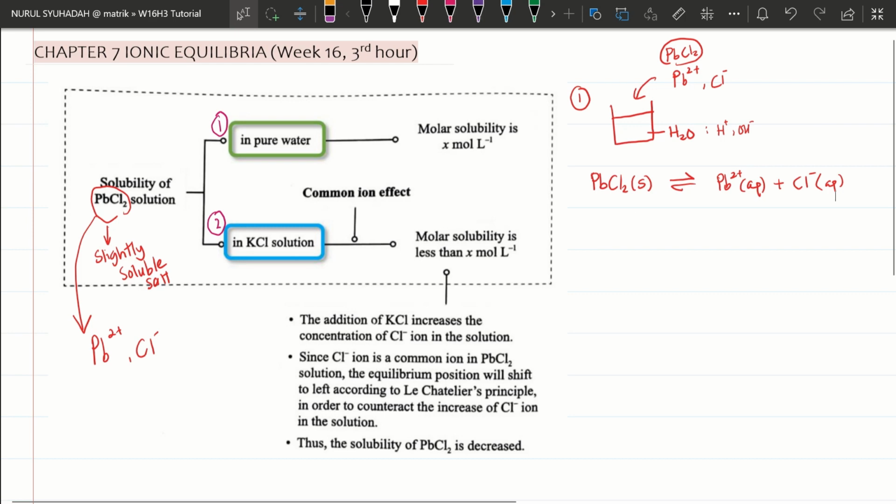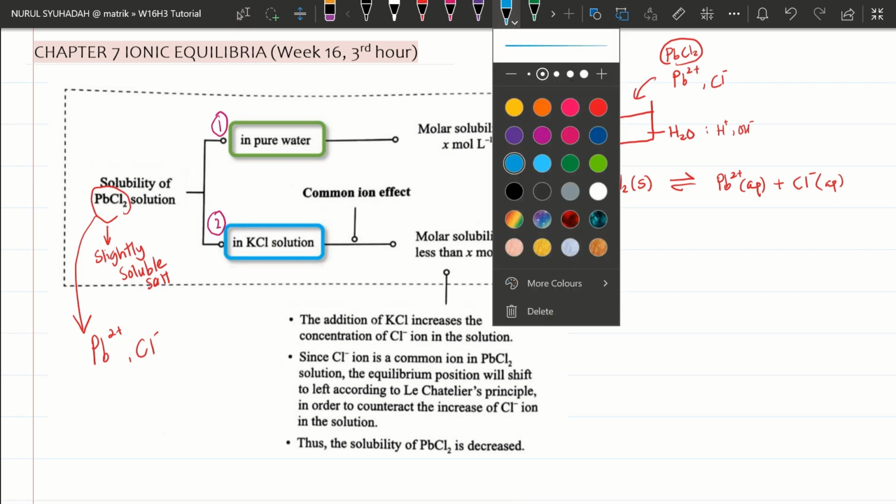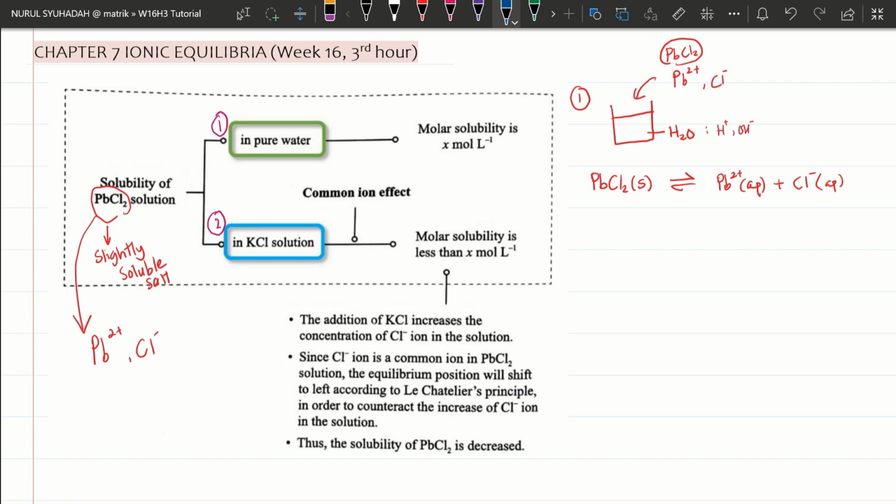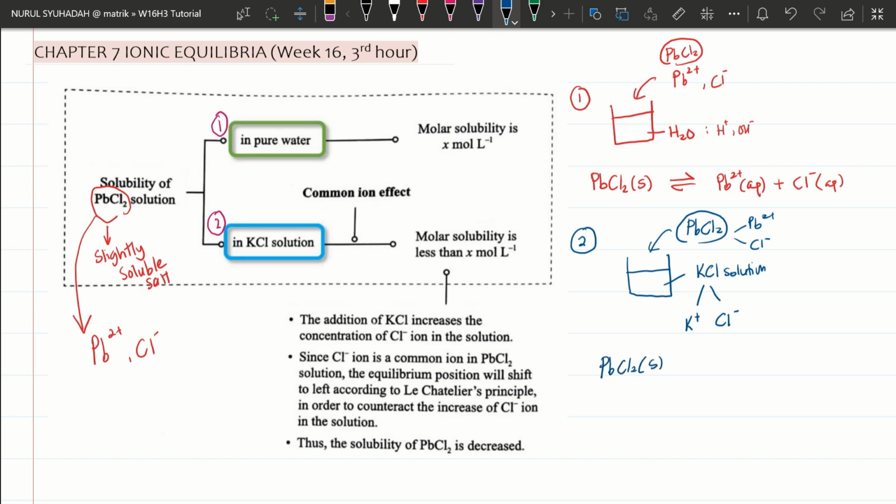Okay, now, so in the second one, kalau kita larutkan dia dekat dalam KCl solution, so dalam bekas inside here we already have KCl solution. Okay, yang mana kita tahu KCl dia adalah garam dan dia akan pecah kepada K+ and Cl-. So we put inside, sama juga kita masukkan, kita larutkan PbCl2 yang mana ada Pb2+ dan Cl-. Okay, so PbCl2 solid in equilibrium with Pb2+ aqueous tambah Cl- aqueous.